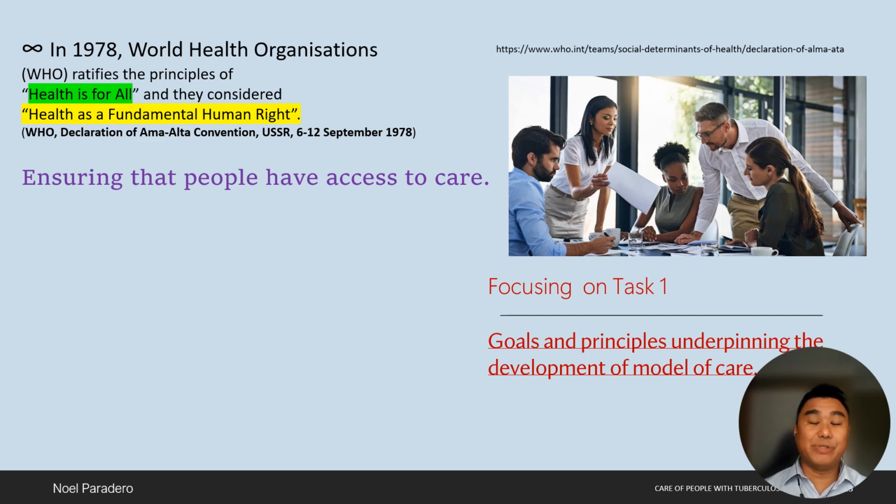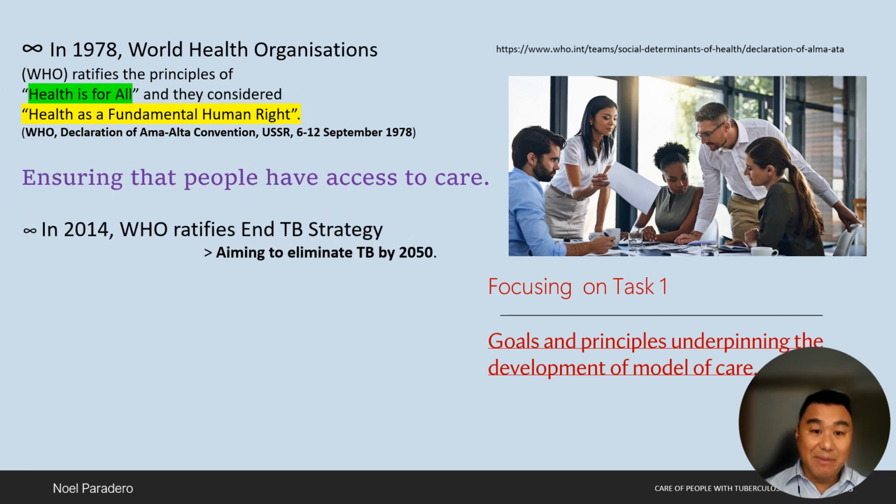In 2008, New South Wales Civil Services adopted the model of care called decentralization. In 2014, WHO ratified the End TB strategy, which is aiming to eliminate TB by 2050. This developmental strategy is not a one-size-fits-all approach. In developing nations where TB incidence is high, this strategy serves as a blueprint to reduce TB incidence by 80% and TB deaths by 90%. And in Australia, we also have a fair share in this goal.